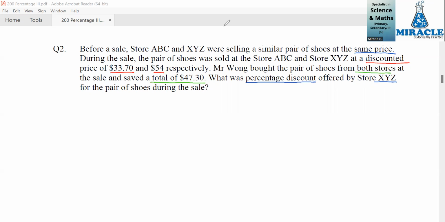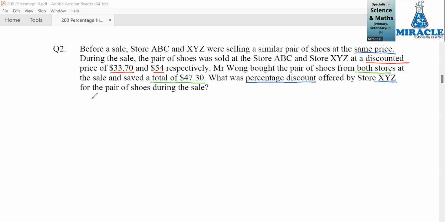Okay, so the first thing we want to do is calculate the original price of the shoes, because for percentage discount, we are going to need to know the amount of discount and the original price of the shoes. So we know that these two are the discounted price of the shoes, and we know that Mr. Wong saved a total of $47.30.